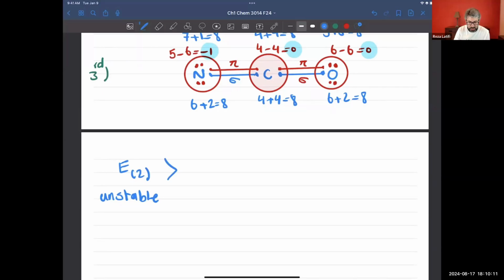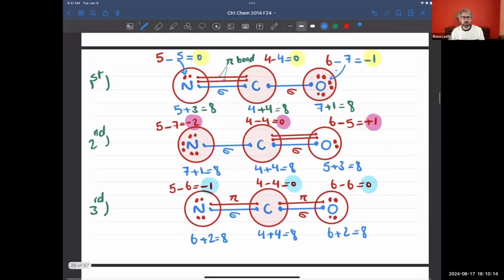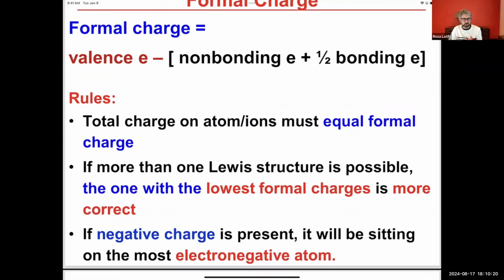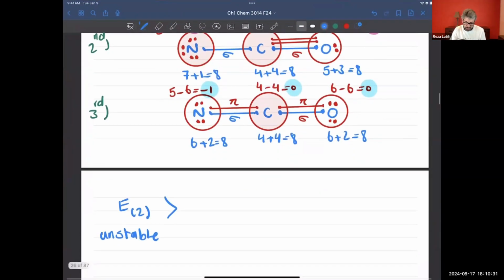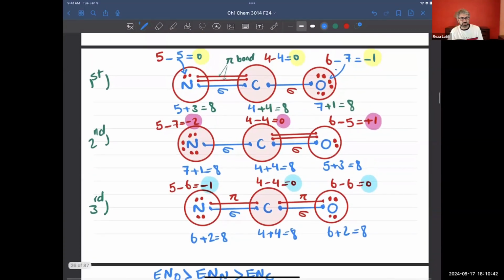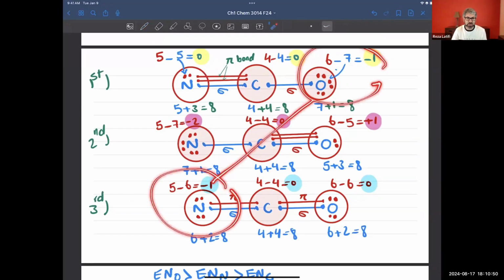Next, between 1 and 3, which one is going to be the best Lewis structure? Let's read this. It says, if you're supposed to have a negative charge, put it on the most electronegative element. And remember that the electronegativity of oxygen is higher than that of nitrogen, and nitrogen is higher than carbon. Now what's the difference between structure number 1 and number 3? It's just the negative charge. Here the negative charge is on oxygen, while in this one the negative charge is on nitrogen.